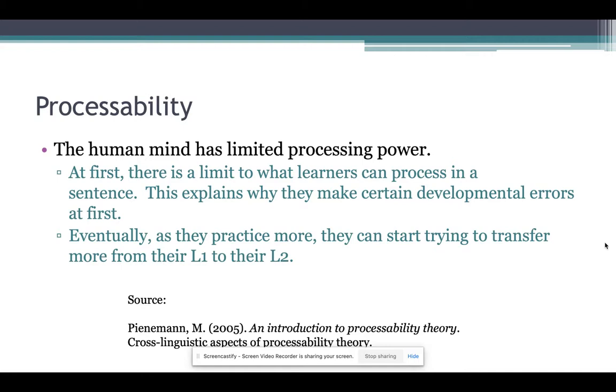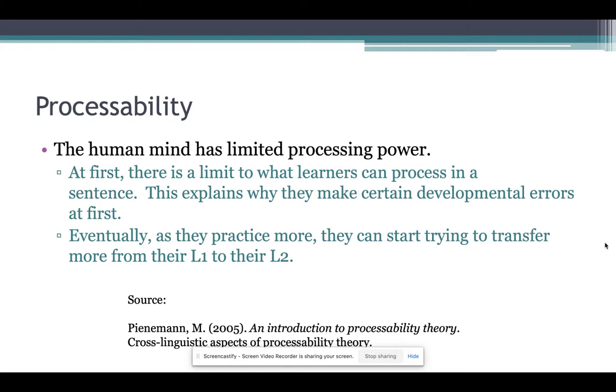And Pienemann found that they went through a stage where they just used no for everything, just like the Spanish speakers. That's a developmental error. It's not a transfer error. It's not explained with German because German is the same as English in that regard. But eventually they stop doing it and they learn how to positively transfer that German word nicht to the English word not.